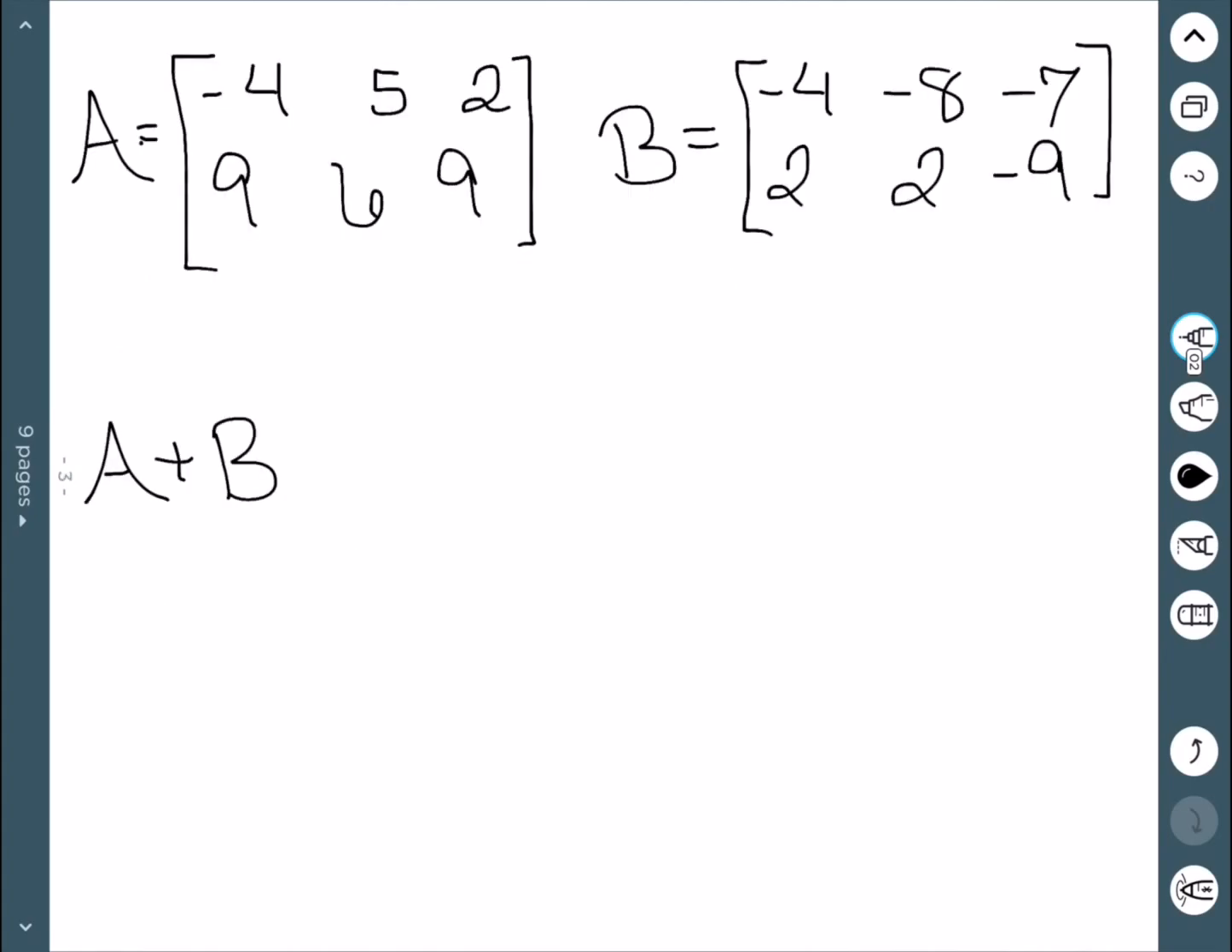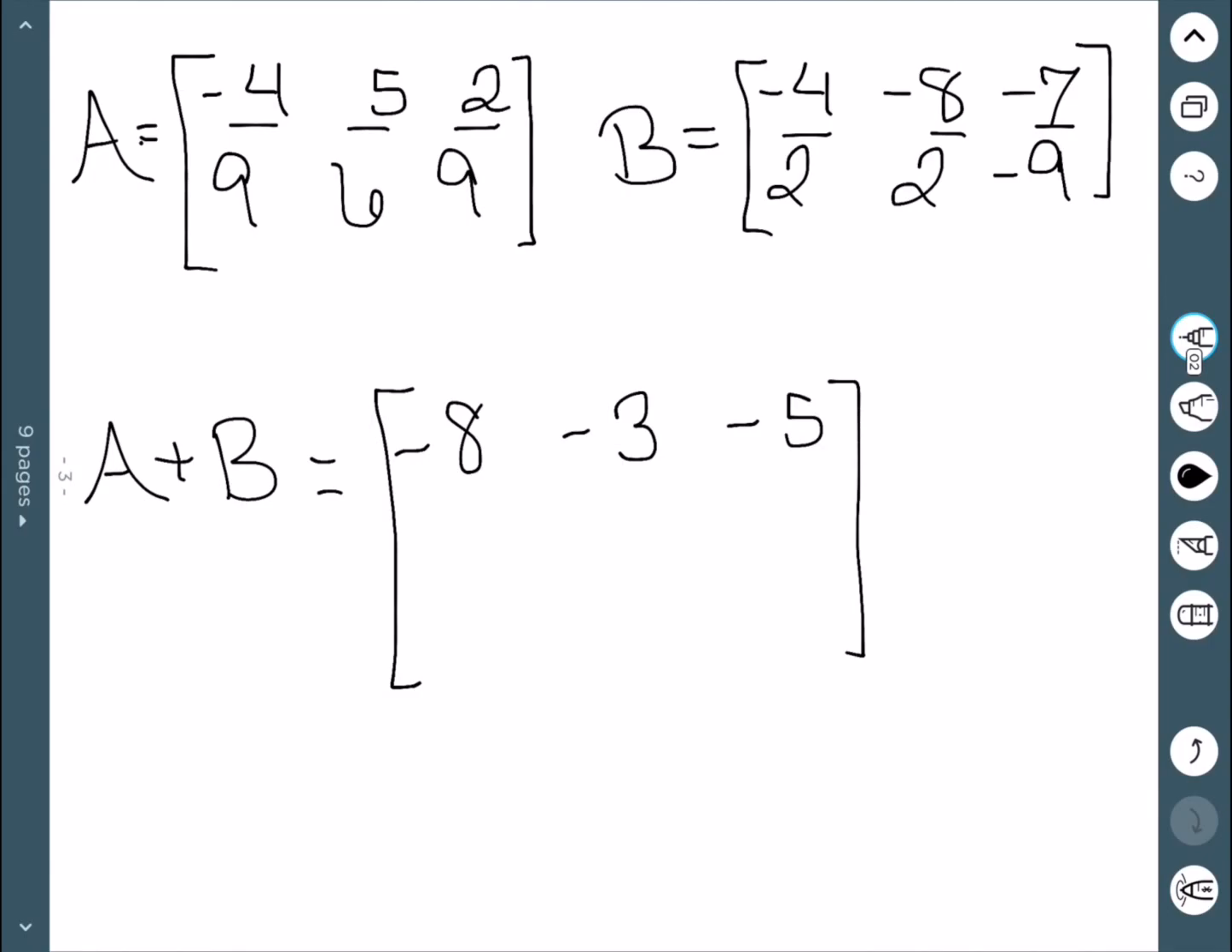And here's an example. We have these two matrices, A plus B, and I add them by adding things that are in the same spot. I start with -4 minus 4 is -8. I then do 5 minus 8 is -3. 2 minus 7 is -5. And then I'm going to move to my second row. 9 plus 2 is 11. 6 plus 2 is 8. And then finally 9 minus 9 is 0. So I have found the sum.